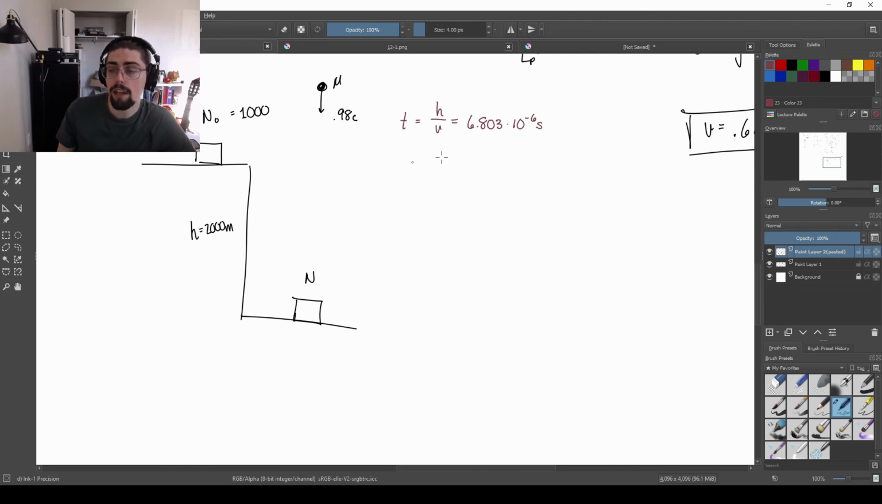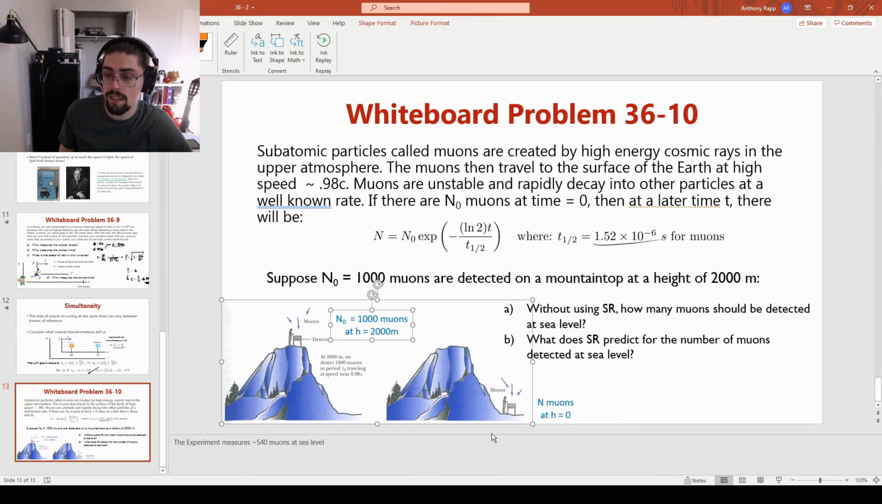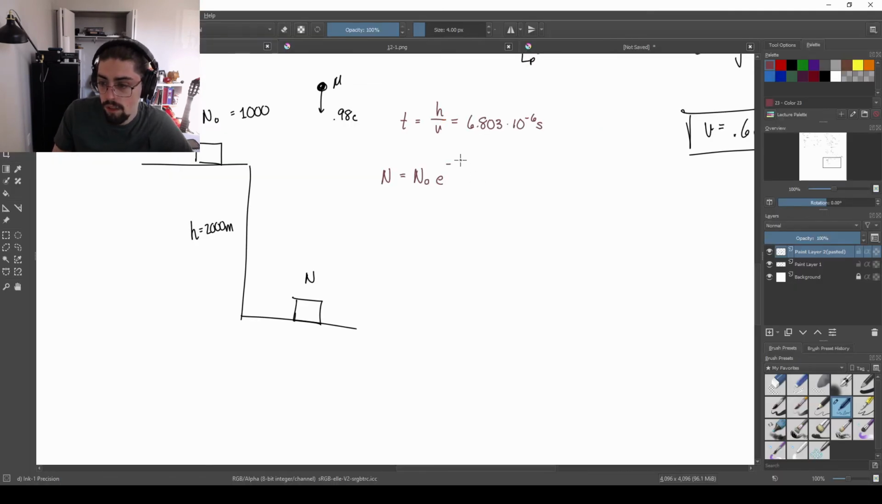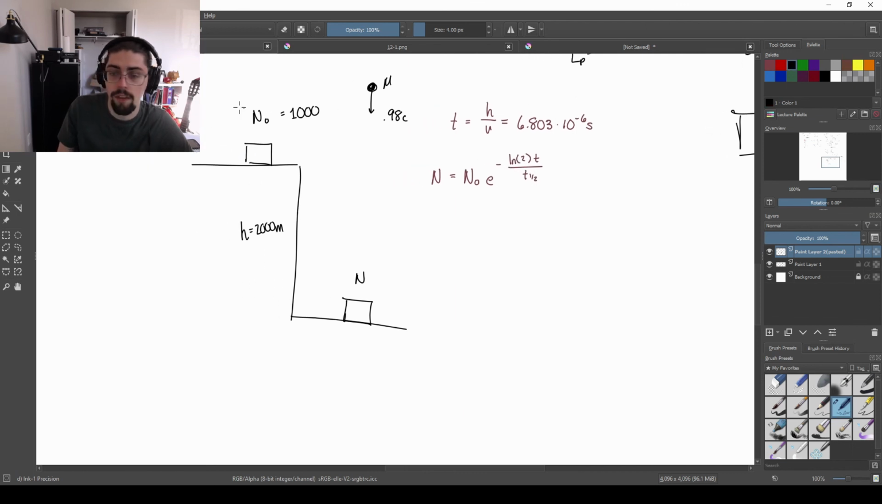So with all of that, we go back to our expression for exponential decay. The number that we see is N naught times an exponential of negative natural log of 2 times t over the half-life time. Natural log of 2 is just a number, times t over t half-life, where again the half-life is a known value. The half-life of the muon is 1.52 times 10 to the negative 6th.